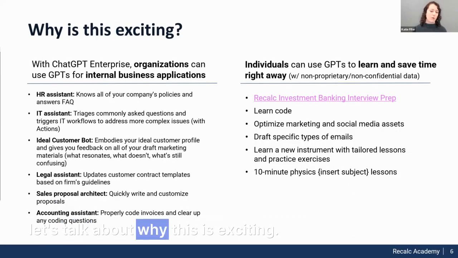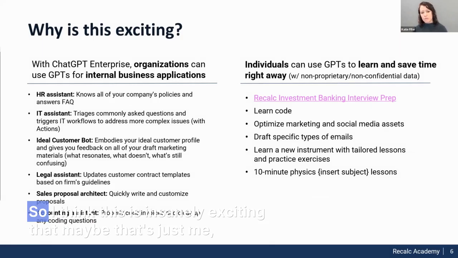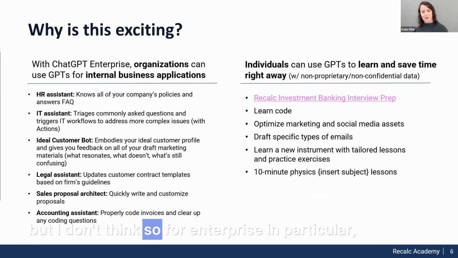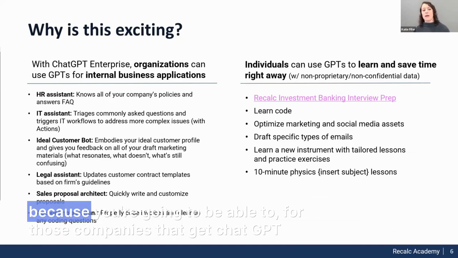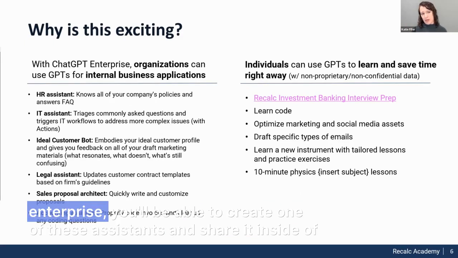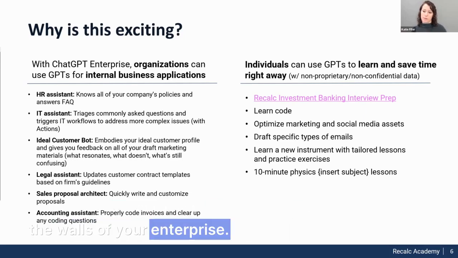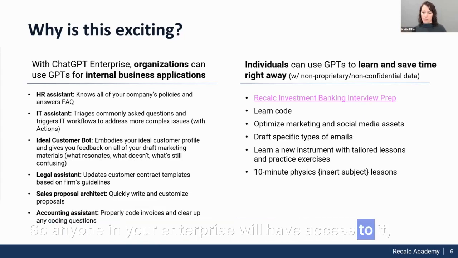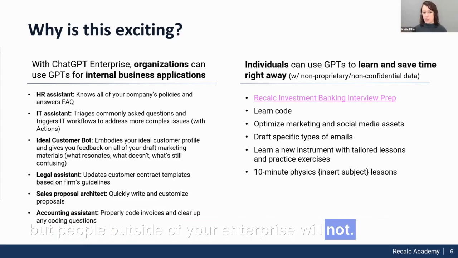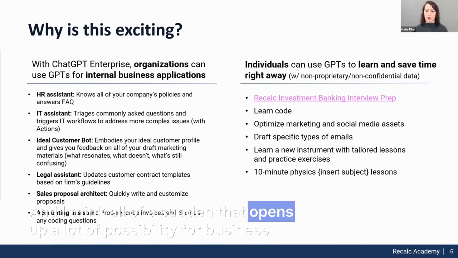Actually, let's talk about why this is exciting. I think this is insanely exciting. Maybe that's just me, but I don't think so. For enterprise in particular, for those companies that get ChatGPT Enterprise, you'll be able to create one of these assistants and share it inside the walls of your enterprise. Anyone in your enterprise will have access to it, but people outside of your enterprise will not. And I think all of a sudden that opens up a lot of possibility for business applications.